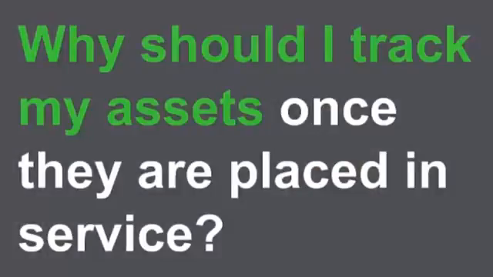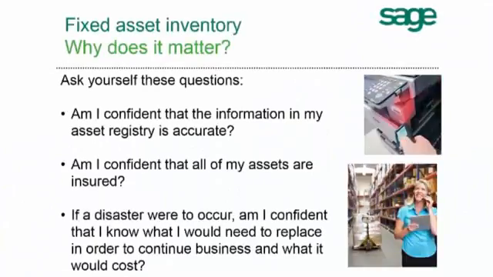Performing a physical inventory of your fixed assets may seem like a daunting task. So why should you worry about tracking your fixed assets once they're already placed in service and depreciating? Well, how confident are you in the information you currently have on your fixed assets? If you were to ask yourself any of these questions, what would your answer be? If you were tasked with going out and physically finding all of the assets in your fixed asset registry, do you think you could?